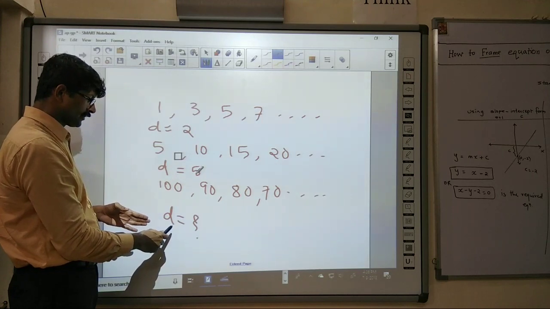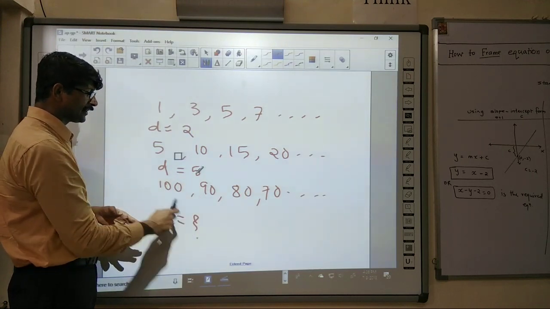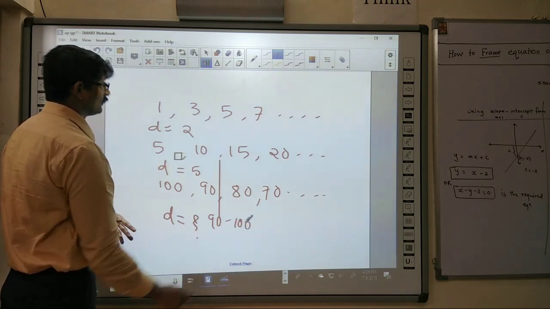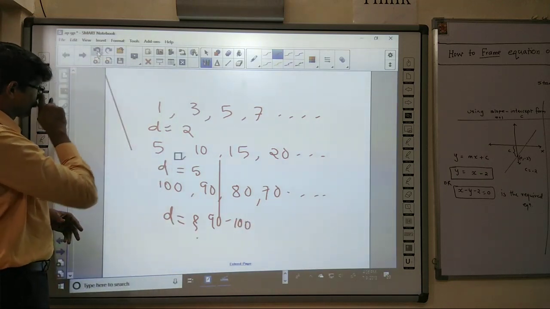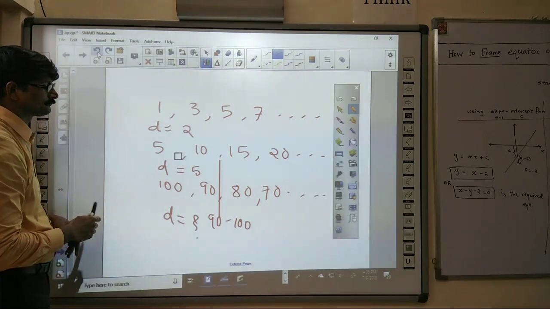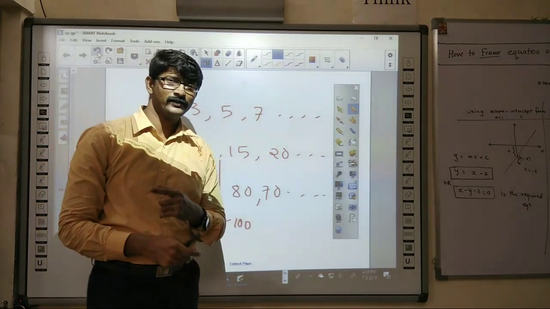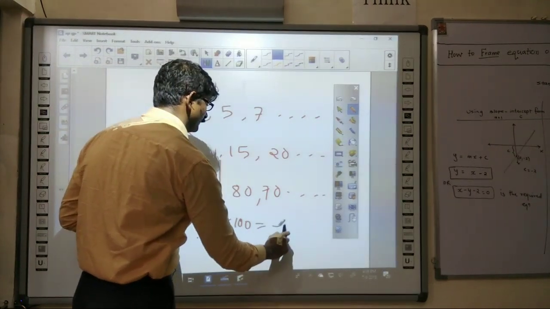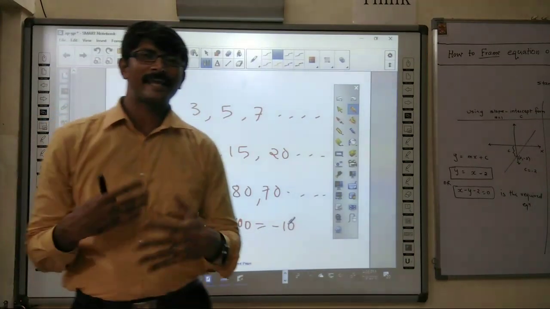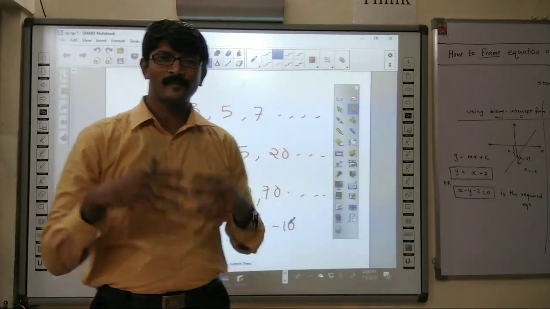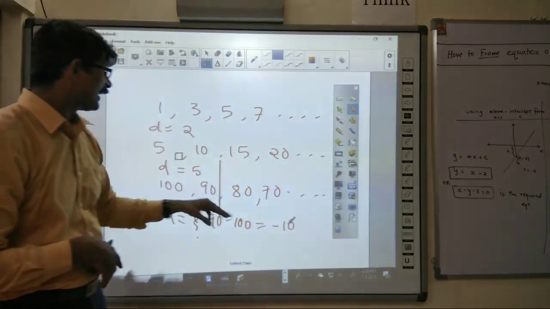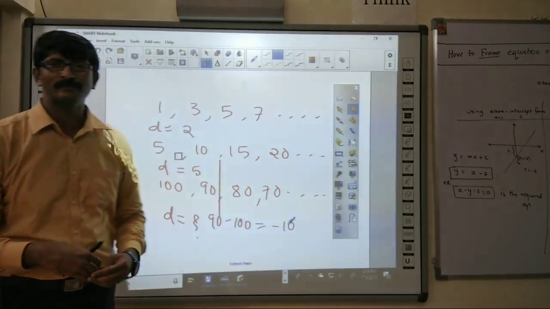Over here, the common difference would be 90 minus 100. So what is 90 minus 100? That is minus 10. I hope you understood. So the difference can be negative. It is not necessarily always that you're going to get the difference as positive. So we might get the difference as a negative number also. I hope.